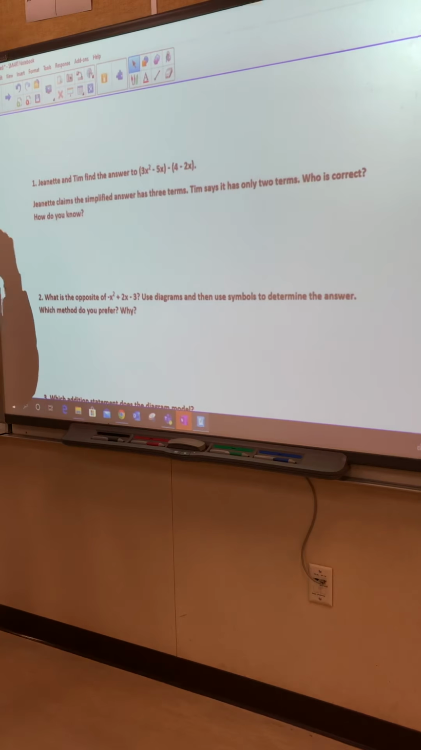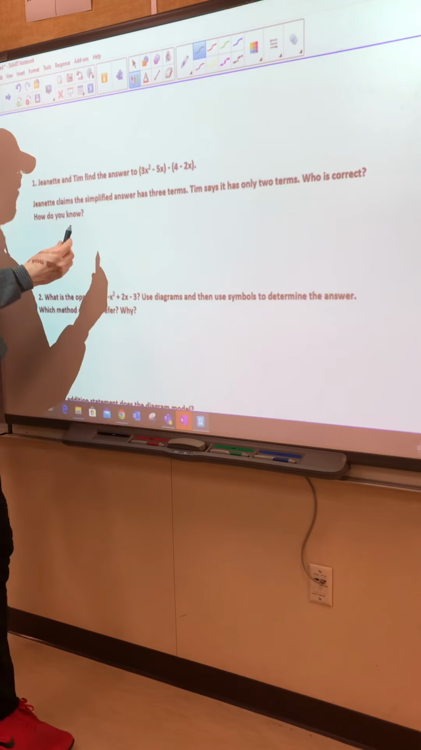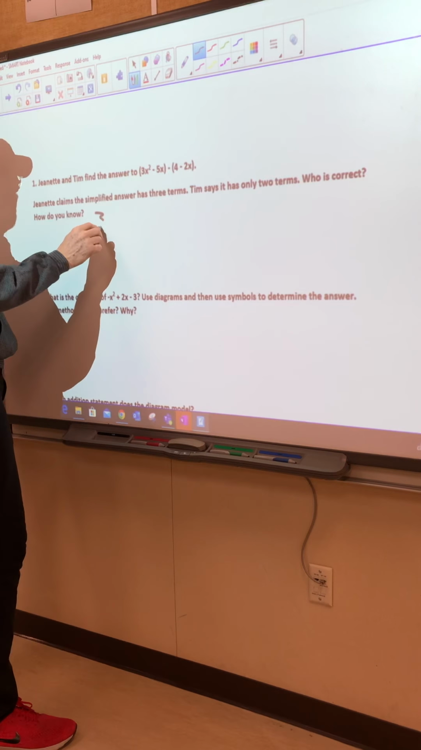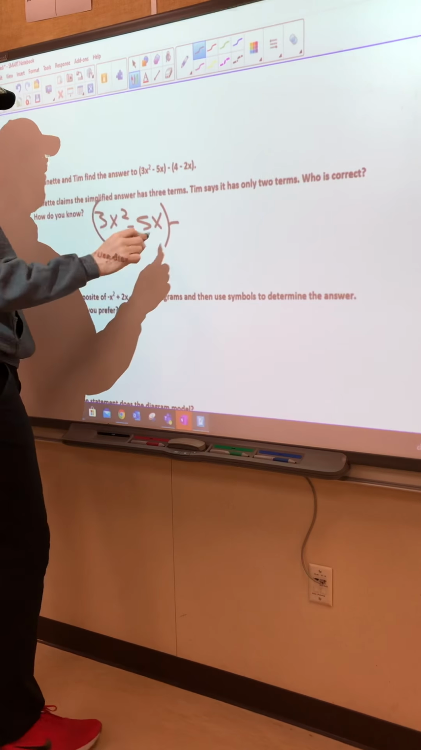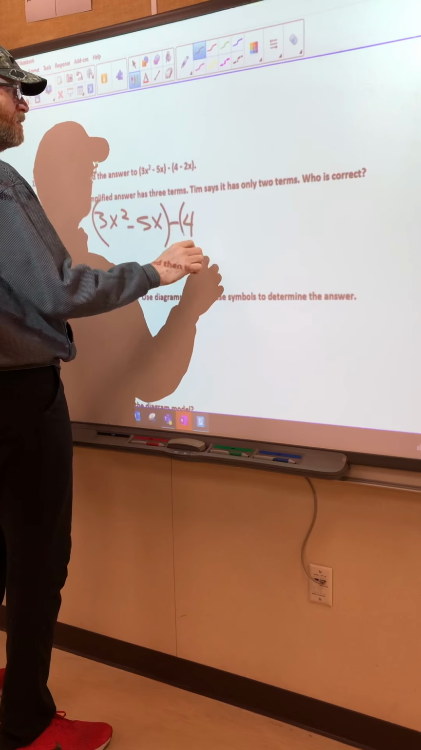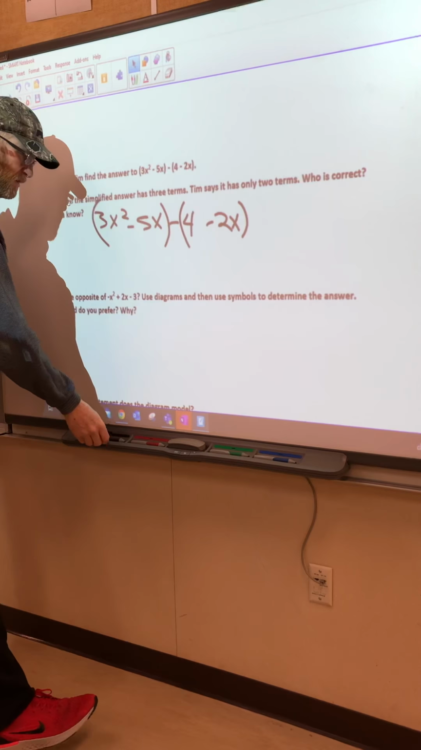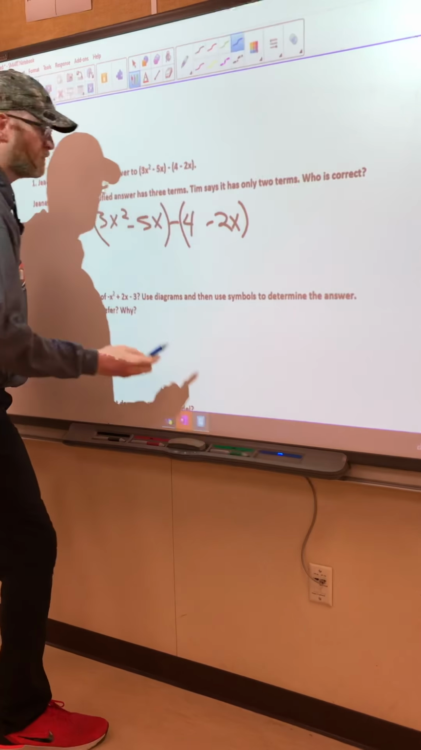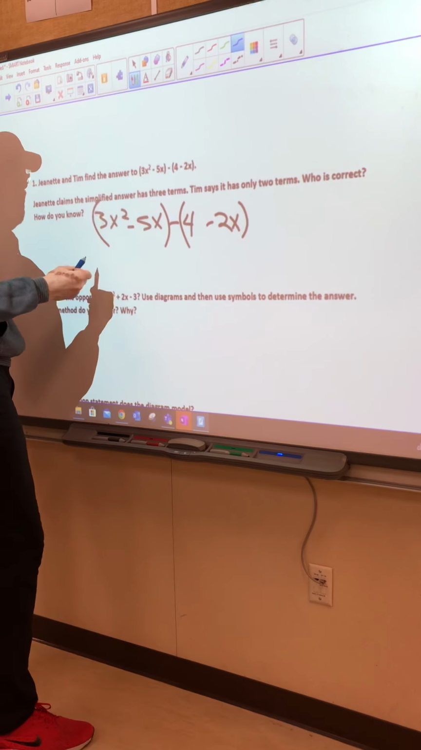Jeanette claims the simplified answer has 3 terms. Tim says it has only 2 terms. Who's correct? How do you know? Well, let's have a look. 3x squared minus 5x minus 4 minus 2x. Okay. So we can do some integer movement and sort it out.